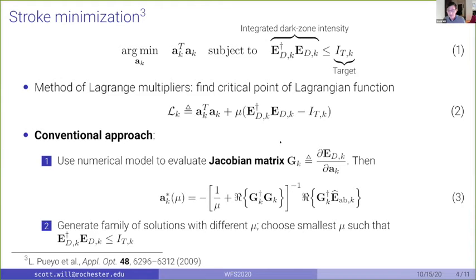Conventionally, we would use a numerical model of our instrument to evaluate this Jacobian matrix, which is the derivative of the electric field at the focal plane with respect to our actuator commands. Given this Jacobian, we have a nice analytic expression for the optimal actuator updates as a function of the Lagrange multiplier. Then we generate a family of solutions for actuator commands with different values of the Lagrange multiplier and choose the smallest value such that our constraint is satisfied.